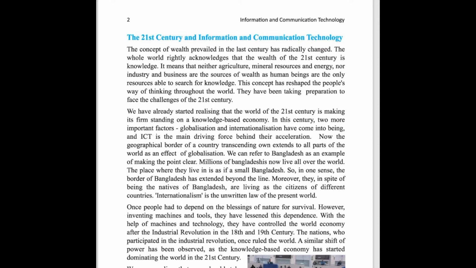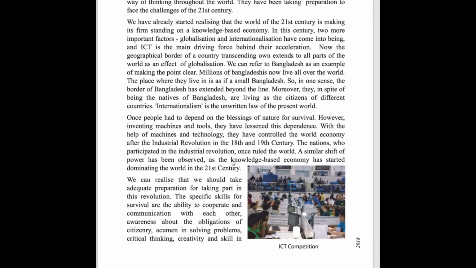So the main concept in this para is the main thing which has changed, that is knowledge. Knowledge is the key source of everything. So move to the next paragraph.